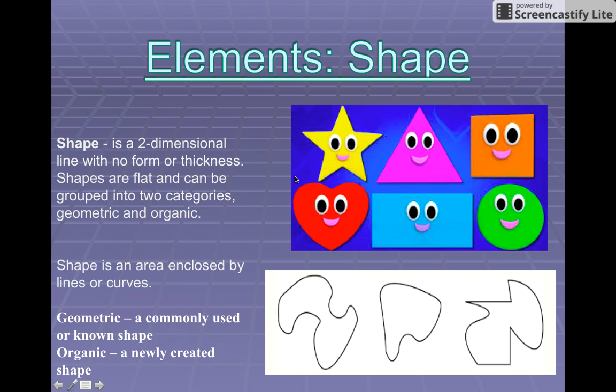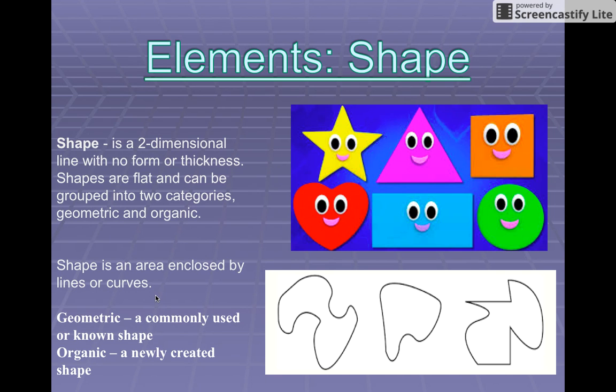Next, we have shapes. Shapes are a two-dimensional line with no form or thickness. They are flat and can be categorized into two things, geometric and organic, which you need to know. But you also, most importantly, need to know the definition, which is right here. Shape is an area enclosed by lines or curves. So if those lines do not connect, if it is not a closed figure, it is not considered a shape. That is just considered a line.